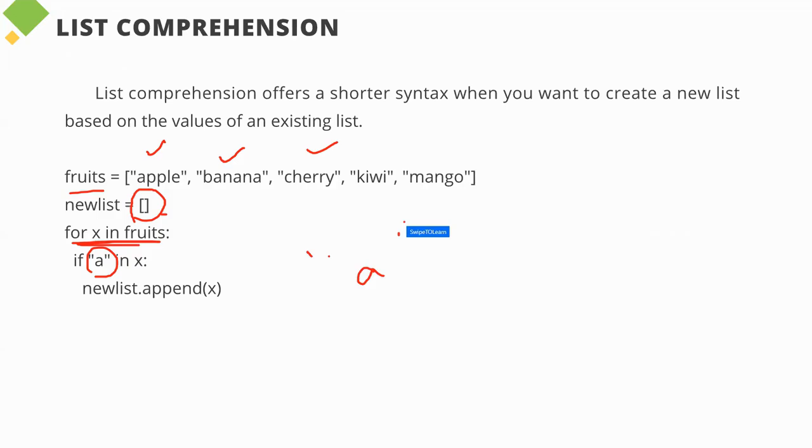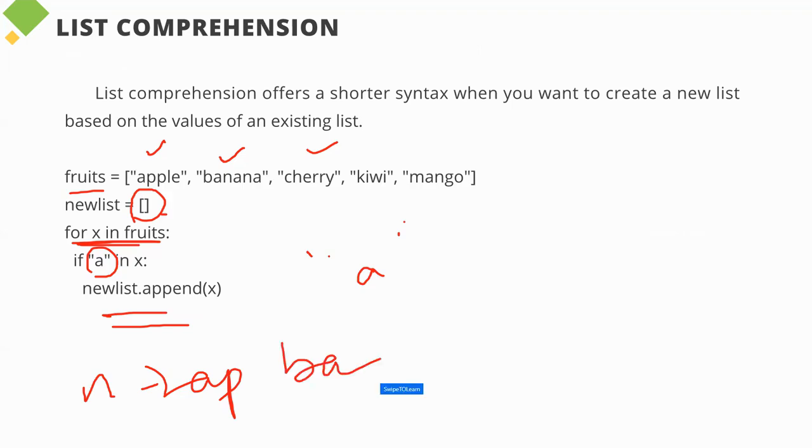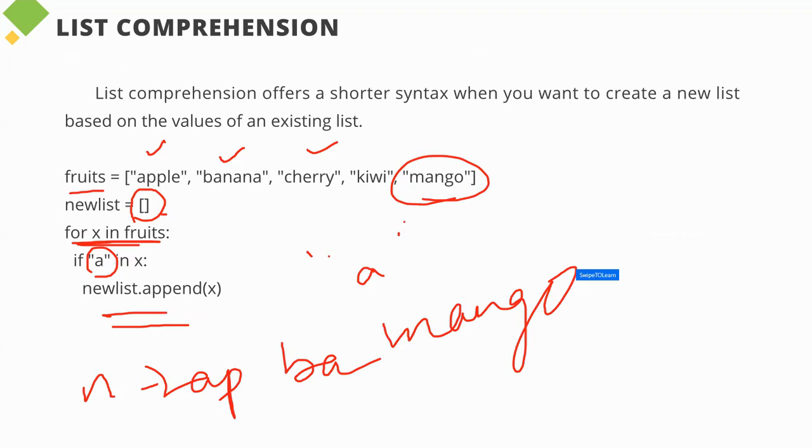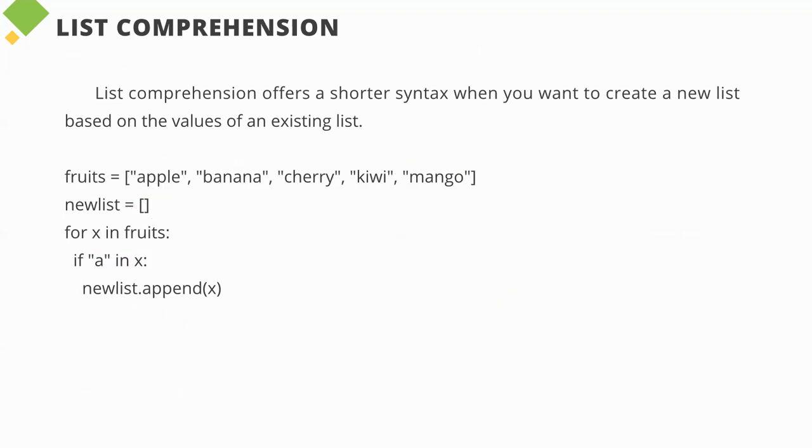So if the string a is present in apple, right? Then new list dot append, so the new list is added with apple. In the next iteration, it is banana, and banana also contains the letter a, so banana is added. Whereas cherry is not added. Kiwi is not added. Mango is added again. So this is the new list you got from your existing list where the letter matches a. So this is list comprehension. You can execute your code in the Python compiler also.